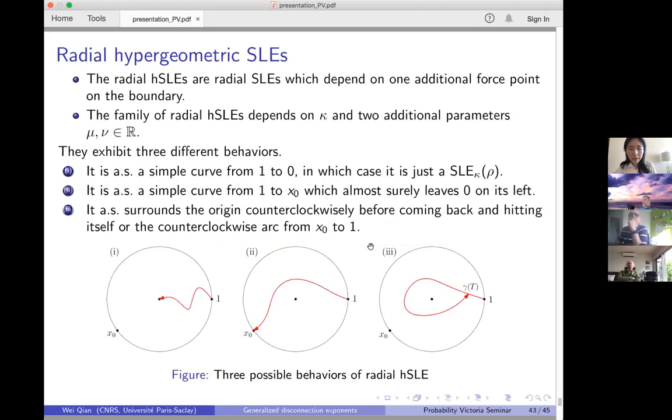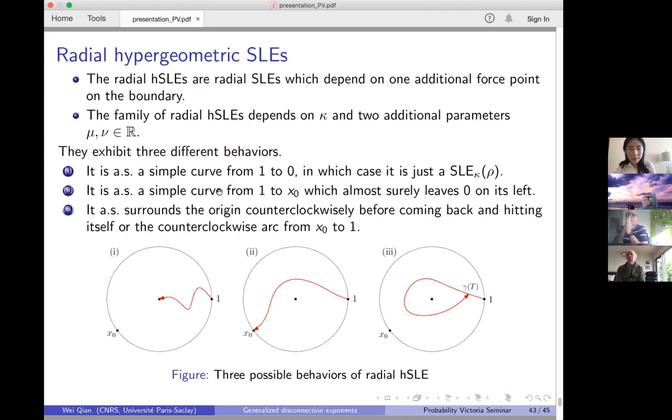So, okay. And now in the end, I will just use 2 slides to talk about the radial hypergeometric SLEs. So this is an important tool in this work, but I did not mention it earlier because I didn't want to go into the technical details of computation, but I just want to show this family, also denoted by HSLE. It is a kind of radial SLE, which depends on one additional force point on the boundary. And it depends on kappa and 2 additional parameters mu and nu.